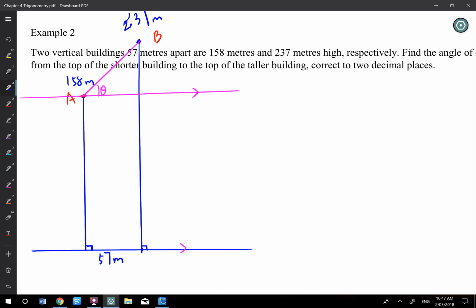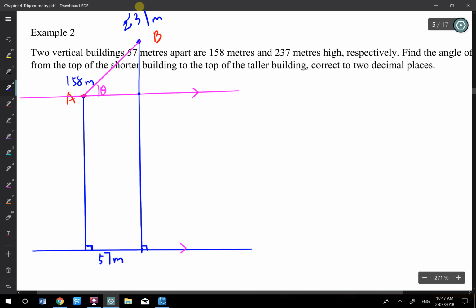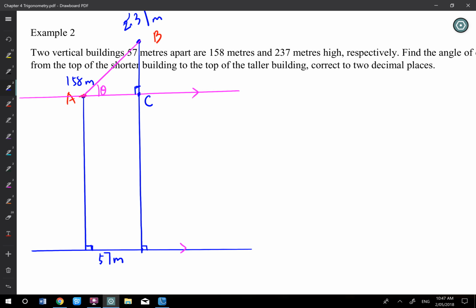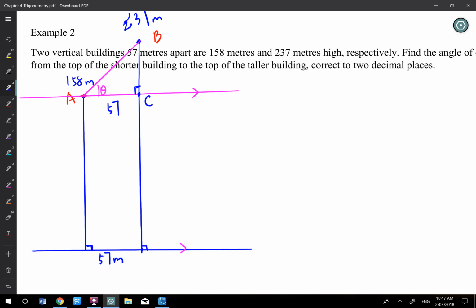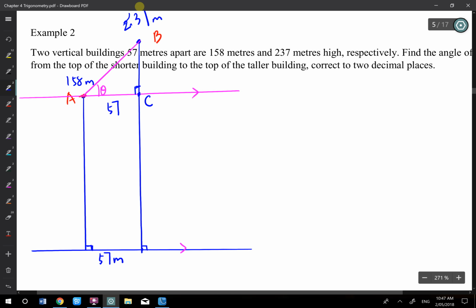Okay, let's say this point is C. Obviously, we have a right angle triangle here, ABC. Can you tell me the length of AC, please? 57. And what's the length of BC? How do you work on that? Take away 158, and we have 79 meters.